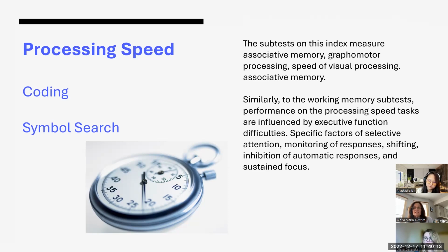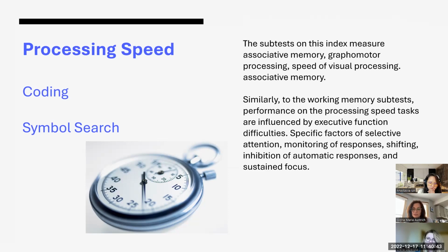And so these two subtests are really influenced by executive function. You have to be able to selectively attend. You have to be able to monitor your responses. In the first one, coding, you have to be able to shift your response sets. And then also inhibition, to inhibit an impulsive response, which is probably an automatic response that you have, and then be able to sustain focus on the task.